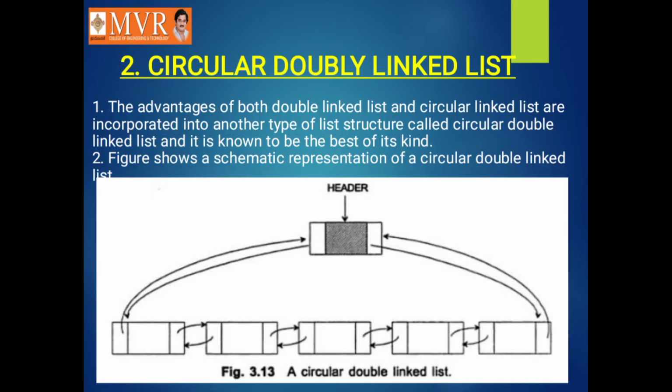Now coming to circular double linked list. The advantages of both double linked list and circular linked list are incorporated into another type of list structure called circular double linked list, and it is shown to be the best of its kind. Here is an example circular double linked list.